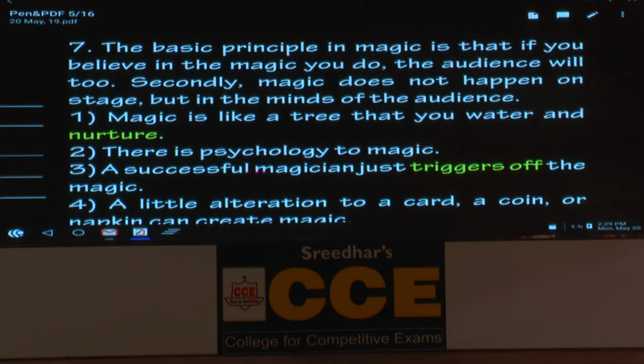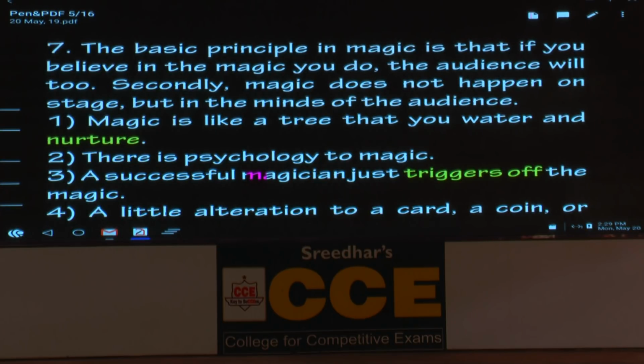This is again a little tricky. The basic principle in magic is that if you believe in the magic you do, the audience will too. So what do you understand? Your belief matters a lot. If you believe, the audience will also believe.